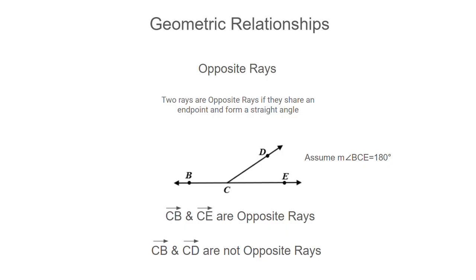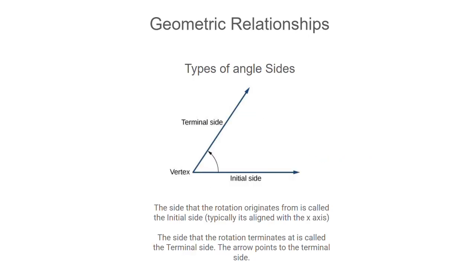Next, opposite rays. 2 rays are opposite to each other if they share the same endpoint and form a straight angle of 180 degrees. For example, in the diagram, the rays CB and CE would be opposite rays because the measure of angle BCE is 180 degrees, so it's a straight angle, and the rays share an endpoint of point C. However, the rays CB and CD are not opposite rays because we do not necessarily know that they meet at a straight angle.